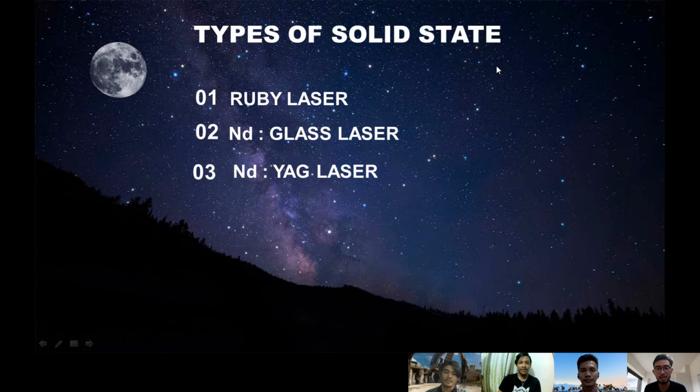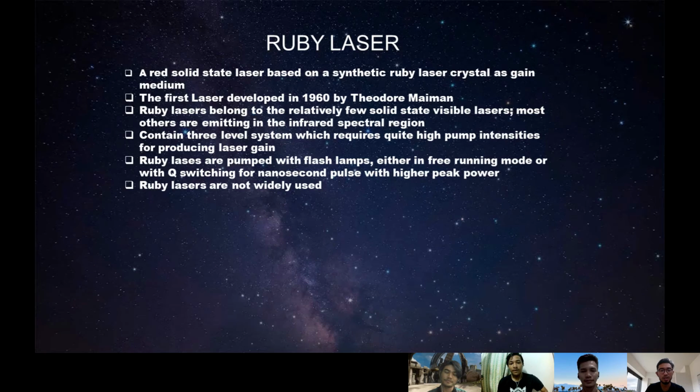For the types of solid state laser, there are several types, which are the ruby laser, the neodymium glass laser, and the neodymium YAG laser. Firstly, the ruby laser is a red solid state laser based on a synthetic ruby laser crystal as the medium. The first laser was developed in 1960 by Theodore Maiman.